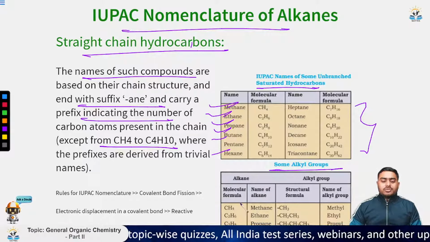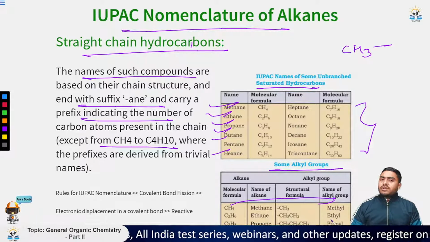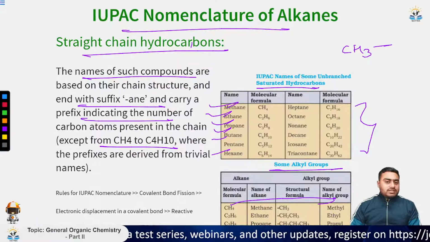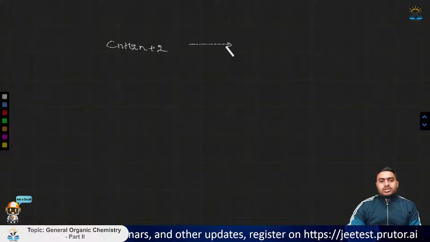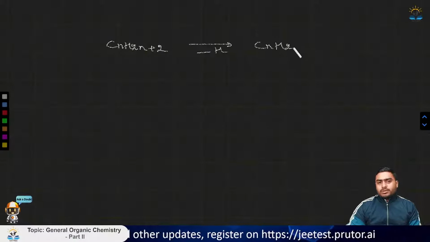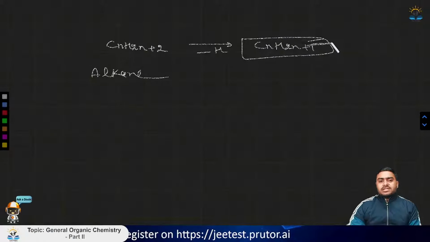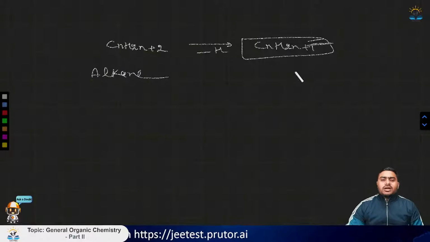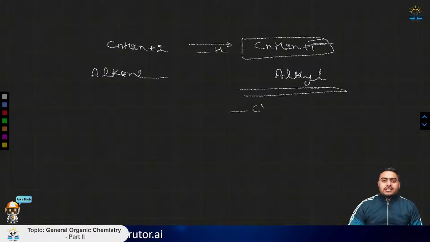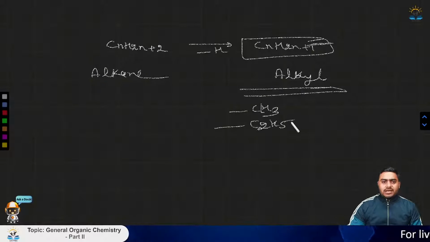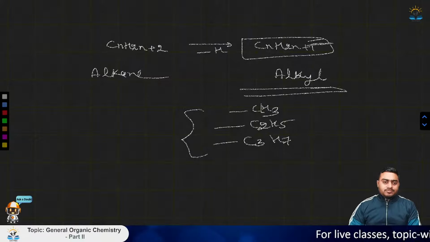Similarly, you can see some alkyl groups, like CH3 is methyl, right? Methane to methyl, ethane to ethyl. The general formula of alkane is CnH2n+2. If you remove one hydrogen, you will get CnH2n+1. This is attached to any other carbon chain or group, so this is alkyl. Like CH3 is methyl, C2H5 is ethyl, C3H7 is propyl, because C3H8 is propane, etc. I hope this is clear.